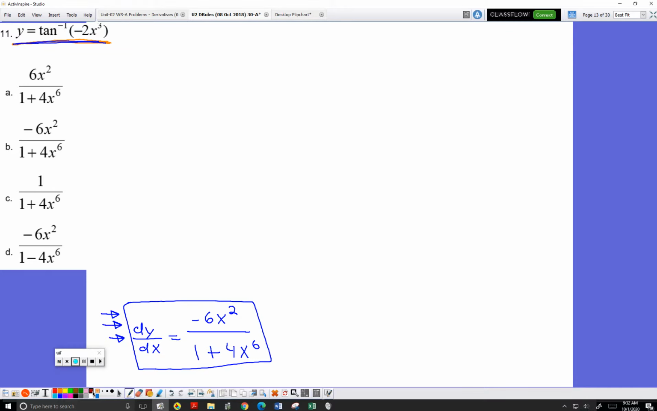First thing you want to write on your white paper is write down the problem. Don't skip that step. It tends to lead to a lot of mistakes. So just write down the problem, like so. Next step is you simply declare what you're trying to find. I'm trying to find a formula for dy dx. So I'm going to write on my paper dy dx.